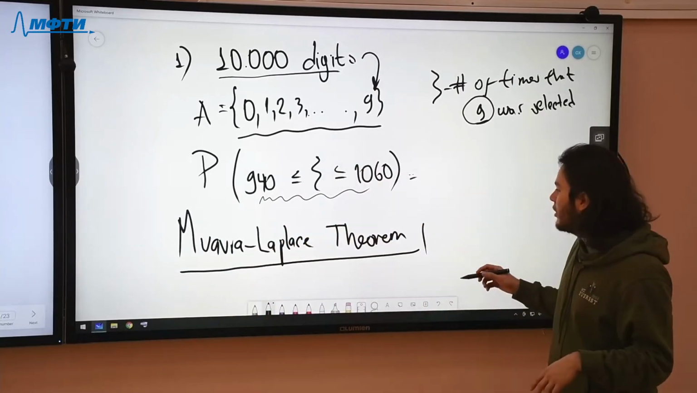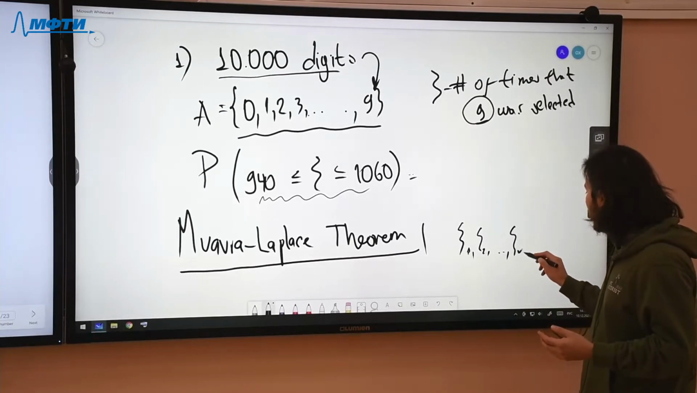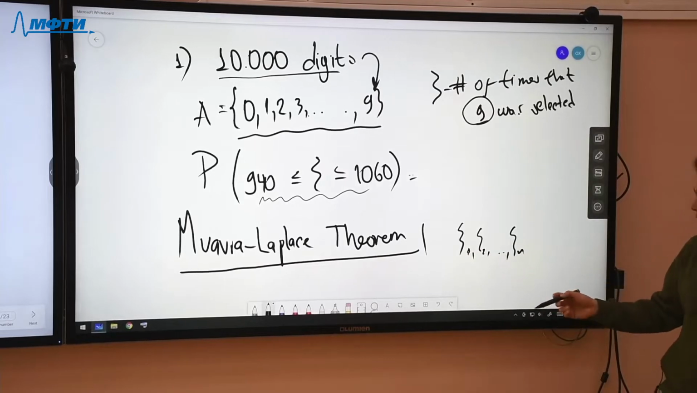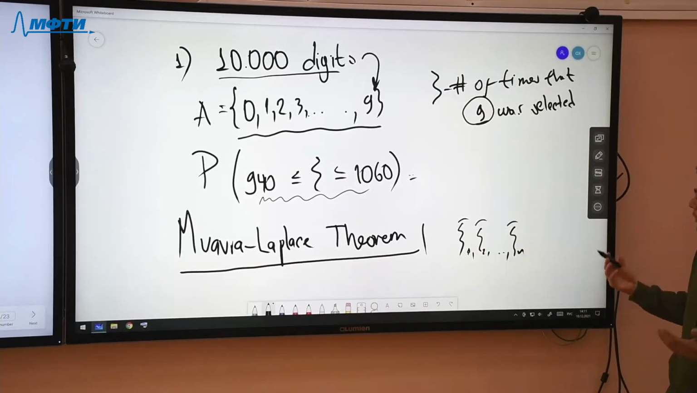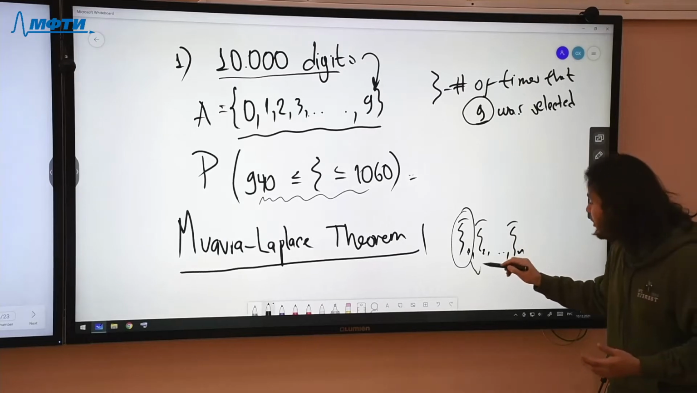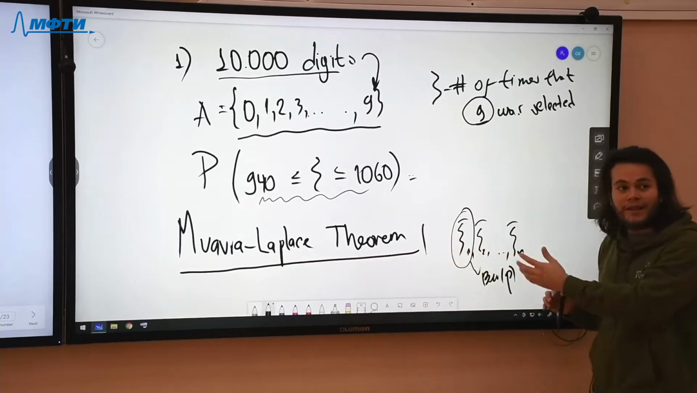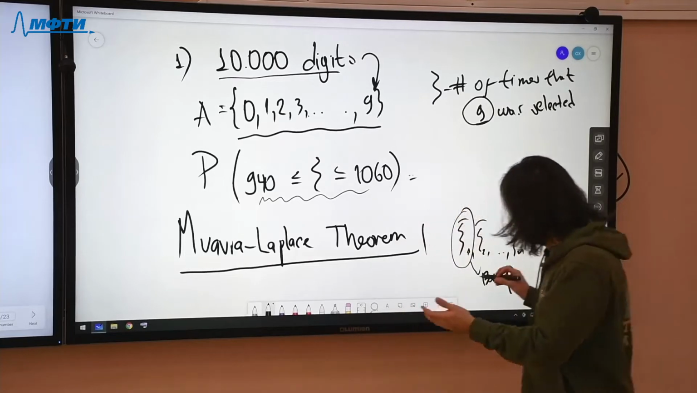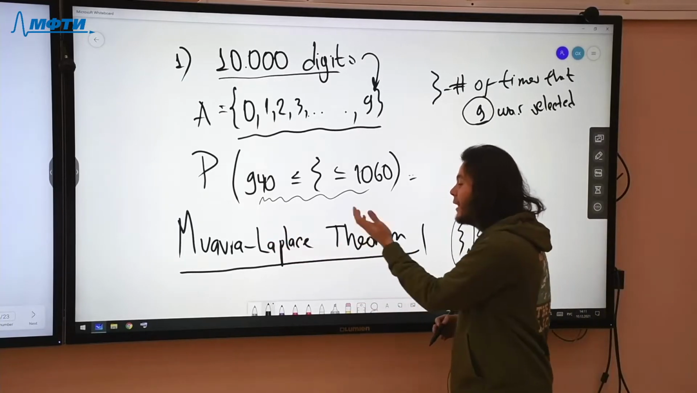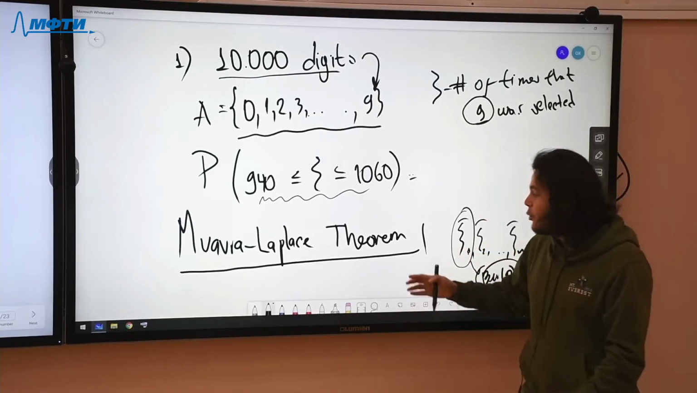In the central limit theorem we have a sequence xi 1, xi 2, xi n, right? And the distribution of these random variables is any distribution, right? But if these random variables have Bernoulli distribution with parameter p, then you will get the Moivre-Laplace theorem, and it's exactly the same as the central limit theorem, but just for the Bernoulli distribution. So somehow the Moivre-Laplace theorem is a result from the central limit theorem.